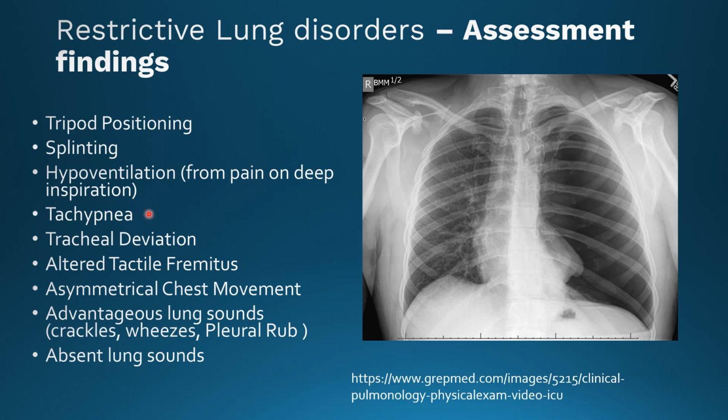They may have some altered tactile fremitus. They have asymmetrical chest movements. They also have some adventitious lung sounds similar to that of an obstructive lung disease, but these would also include a pleural rub, and they may have some absent lung sounds. So this chest x-ray here shows a left pneumothorax and a left tracheal deviation, so a shift to the right.